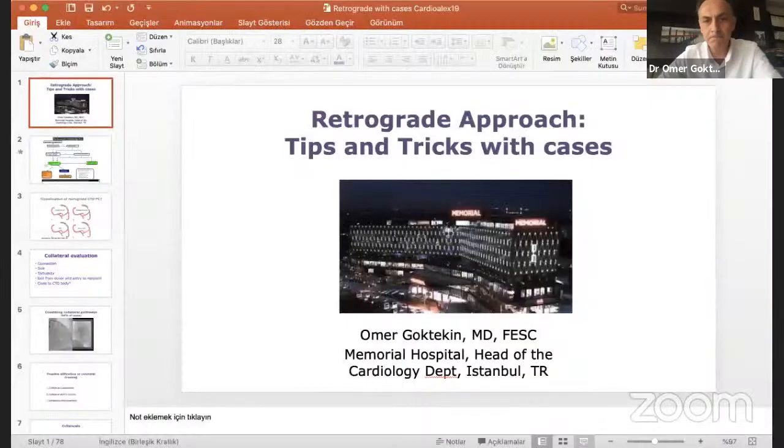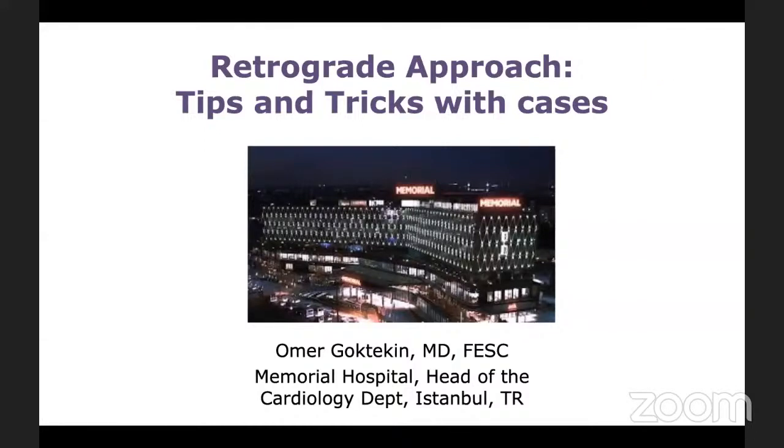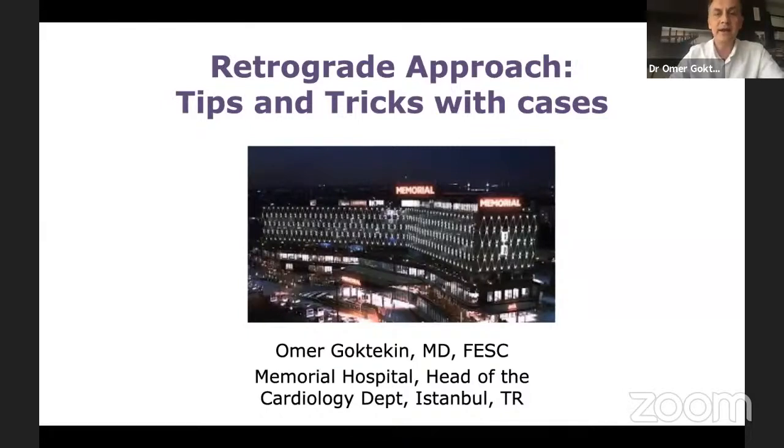So I will talk about retrograde tips and tricks. When you say retrograde, I think the most important part is crossing the collaterals and inserting the microcatheter at the distal of the CTO. Once you have done that, have you seen my slides now? Yes, of course. Okay, thank you very much. So once you are in the distal of the CTO, the other tips and tricks are more or less the same as for the antegrade approach. You have to wire the CTO, and if you need it, you may do reverse CART.